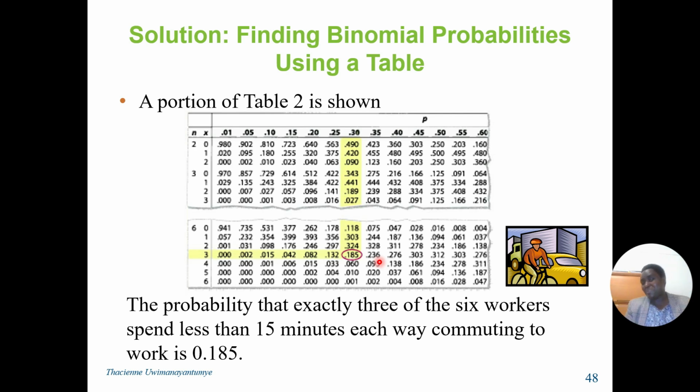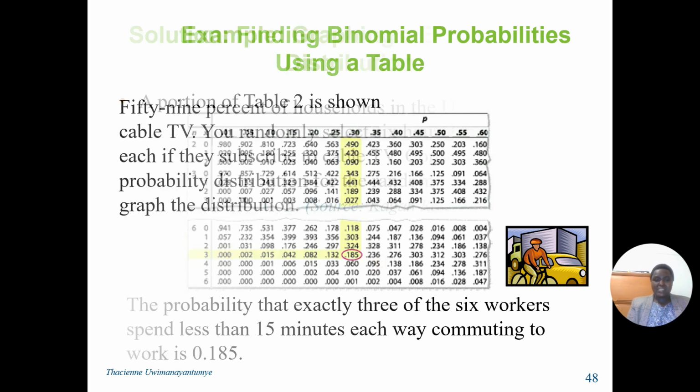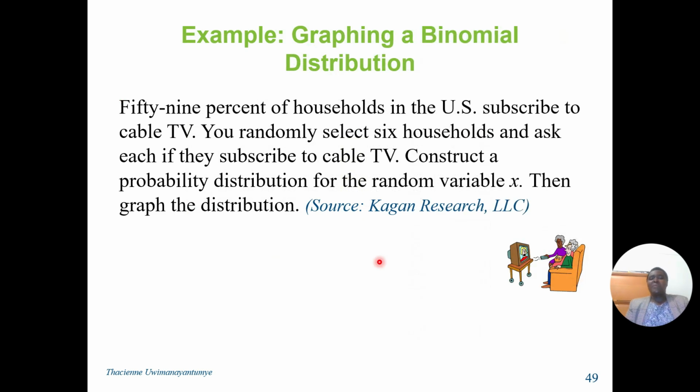So you see, I've given bonuses. Bonus using technology and bonus using a table. And you also know how to calculate it using a formula, or how to calculate the probabilities using diagrams. So isn't it good? So you have learned a lot. Now we are going to see how to graph a binomial distribution. Graphing a binomial distribution. And we are going to use this example. 59% of households in the US subscribe to cable TV. You randomly select 6 households and ask each if they subscribe to cable TV. Construct the probability distribution for the random variable x. Then graph the distribution. How many people were selected randomly? 6. So we have selected 6 households here.